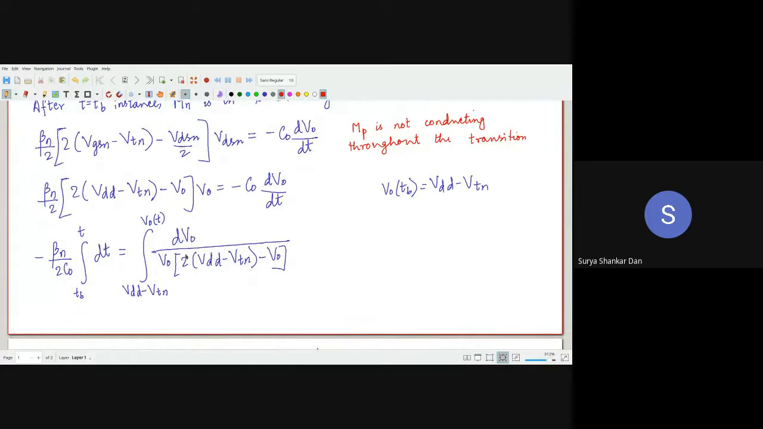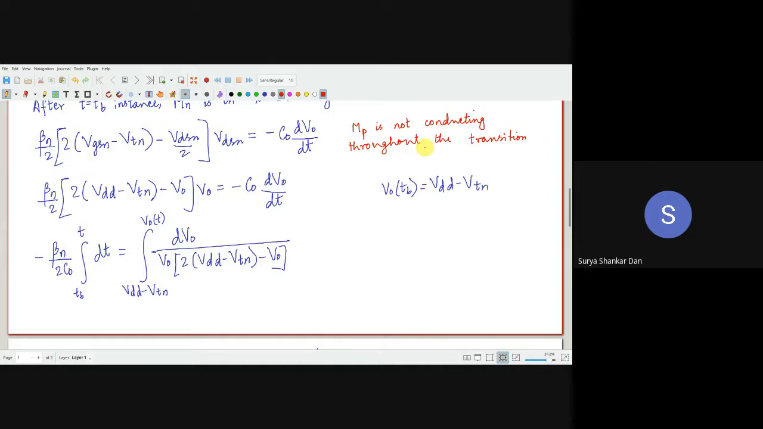So when you are doing the calculations and understanding the subject, please remain awake. Please remain aware. Okay. MP is essentially going to be in the saturation region, but we are supposing that MP is not going to conduct throughout the transition.